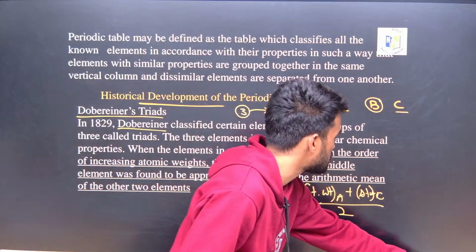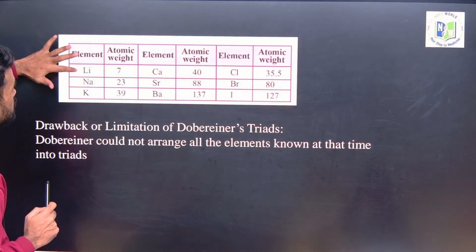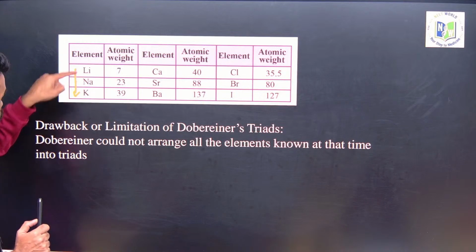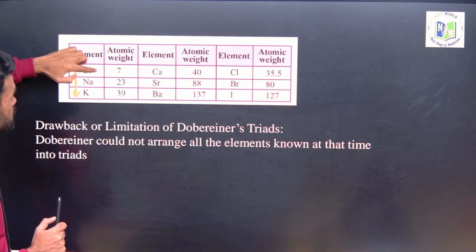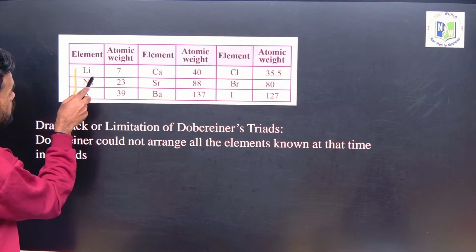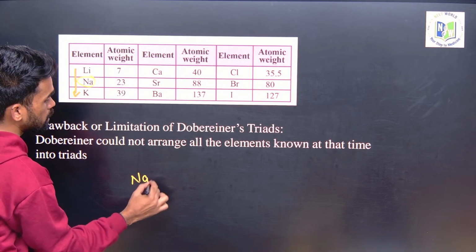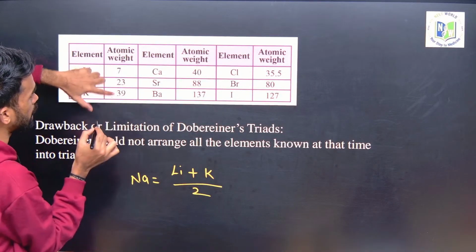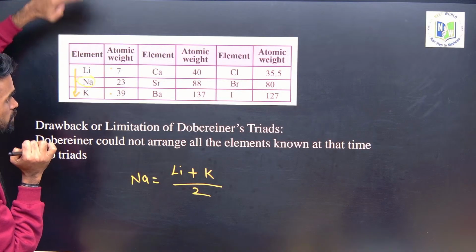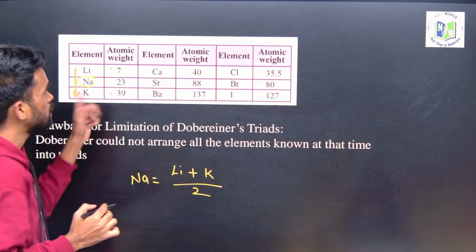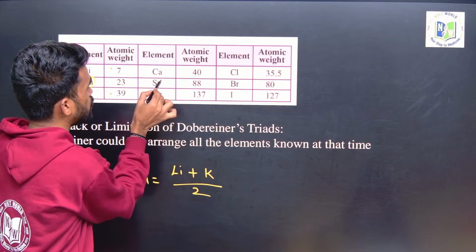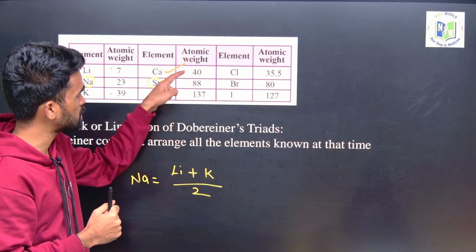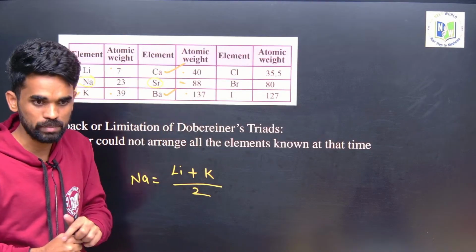Now let us see a few examples. He took lithium, sodium, potassium, arranged by increasing atomic weights. The atomic weight of the middle element, sodium, is the average of the atomic weights of lithium plus potassium: 7 plus 39, by 2, which gives 23. Similarly, if you take calcium, strontium, barium, the atomic weight of strontium will be the average of the atomic weights of calcium and barium. So the average of the first and third elements equals the second element. That is his classification.